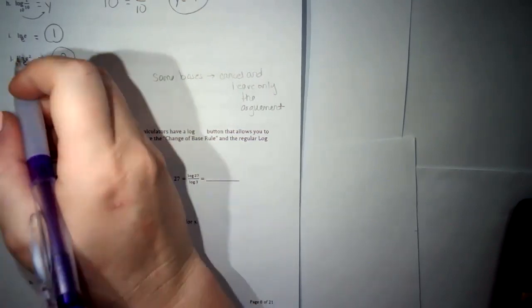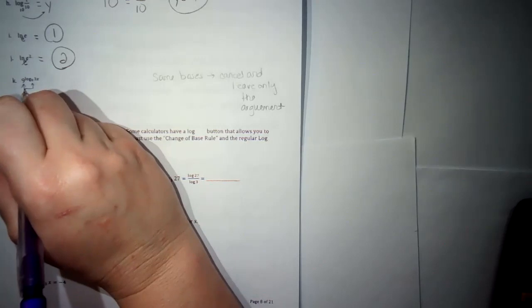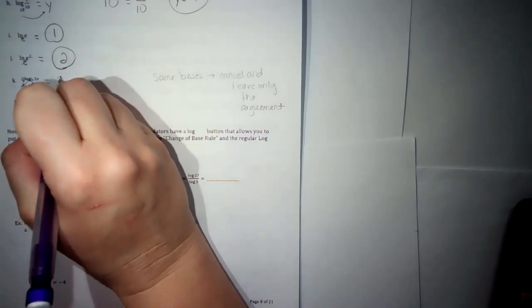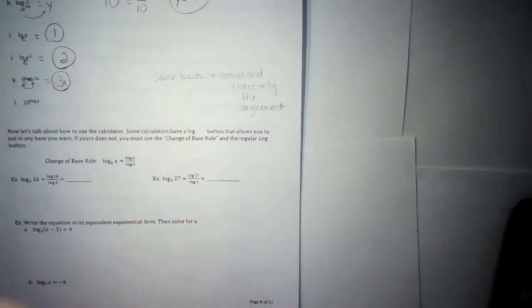I have a base of 9 for my exponent. What is the base of this log? 9. So this whole thing's going to go away. And what is the argument? What does it leave? 3x is what's left. You can have a letter in there. In fact, in section 4.4, you're going to have a lot of letters left in there.